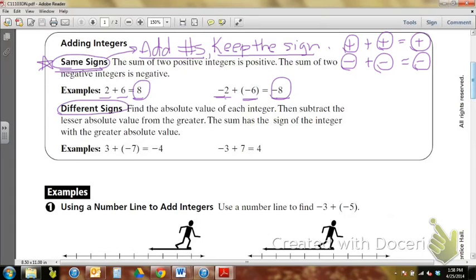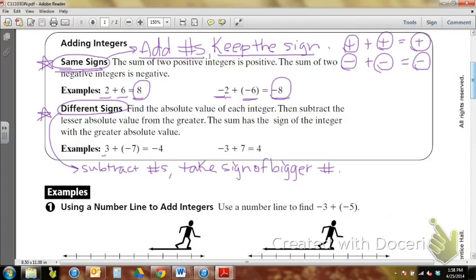Well, what if they have different signs? They tell you to find the absolute value of each integer and then subtract. But that sounds a little fancy, so let's say what it really means. What it really means is that if your numbers have different signs, you subtract the numbers and then you take the sign of the bigger number. Okay, so that's what that means.